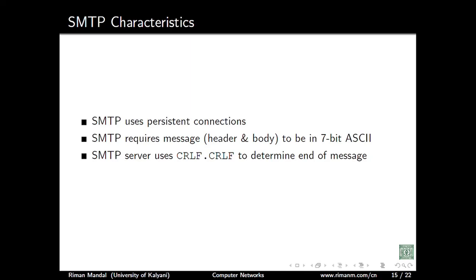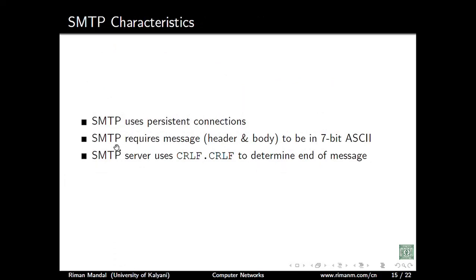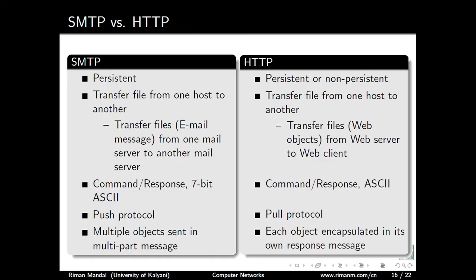So what is this CRLF? CR means carriage return, LF means line feed. As we have already seen in this example, CRLF means a new line with a carriage return, and this dot is then followed by a carriage return and new line. So this is basically the end of the message. The SMTP server uses CRLF.CRLF to determine the end of the message. So these are the characteristics of the SMTP protocol.